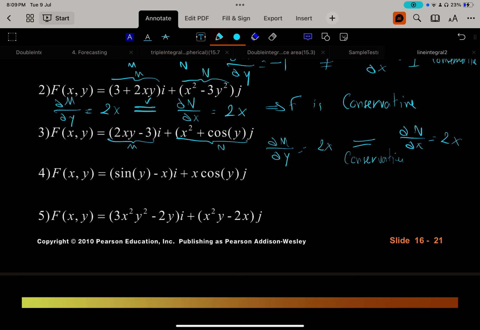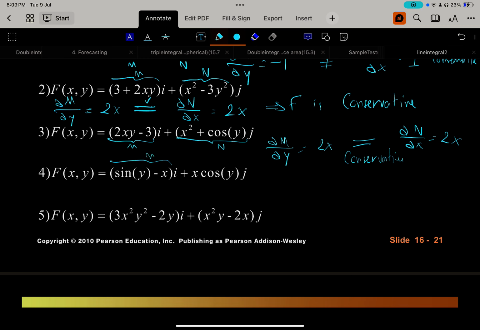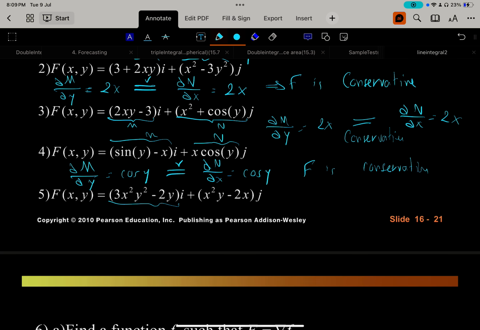So that's an easy way to check whether our function is conservative or not. The partial derivative with respect to y is cosine of y, and the partial derivative of n with respect to x gives us cosine of y. They are equal, so f is conservative. Excellent.